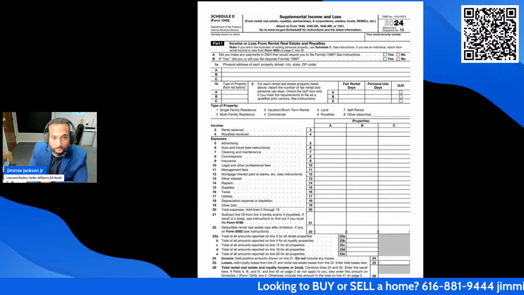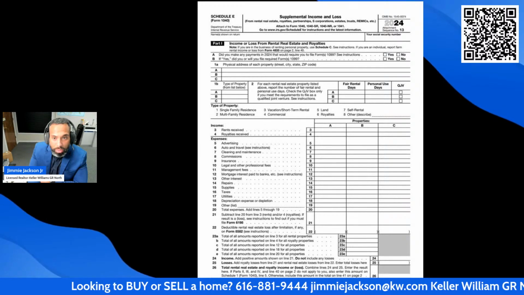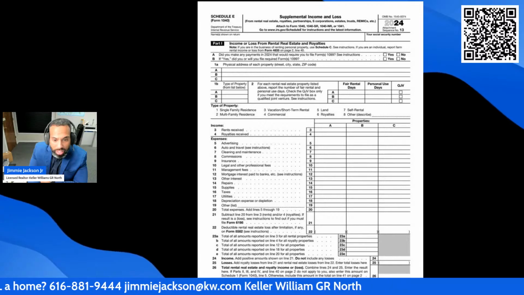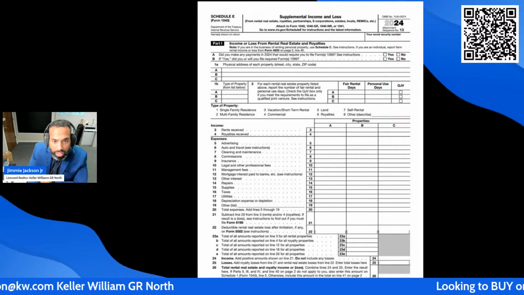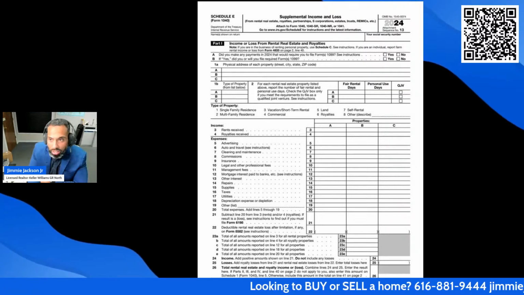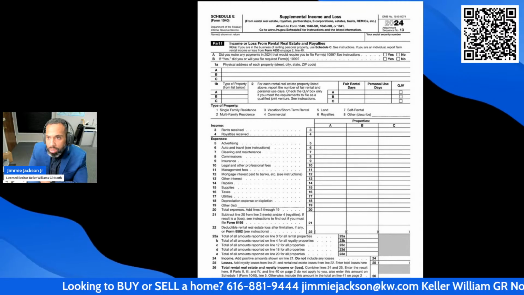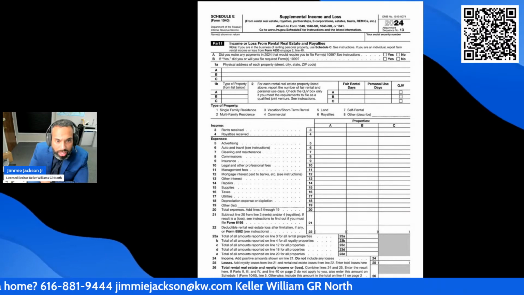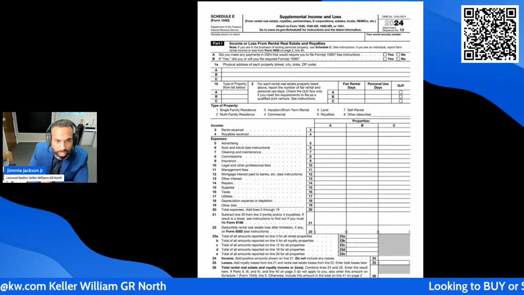If you scroll through this, did you make any payments? Yes. Physical address of the property. Fill all of this out. And this is where you put your expenses. Your advertising, your auto and travel, just like I was talking about earlier.